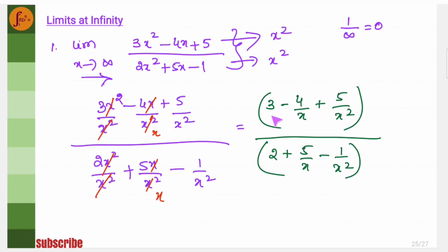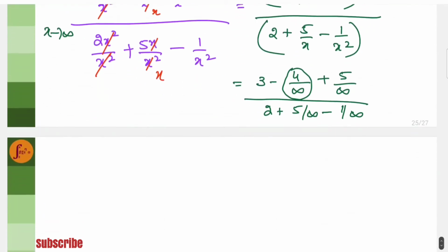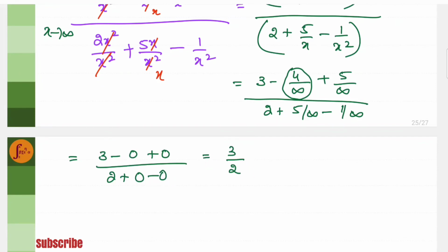Now we'll put the limit. We'll substitute the limit value. It is x value. What is x? x tends to infinity. We'll substitute 3 minus 4 by infinity, 5 by infinity. Why do we do this? Because anything by infinity is 0. 1 by infinity is 0, right? So we will put 0 here. So it will simplify. So what we will get? We will get 3 minus 0 plus 0 by 2 plus 0 minus 0. So we are going to get 3 by 2 as the answer.